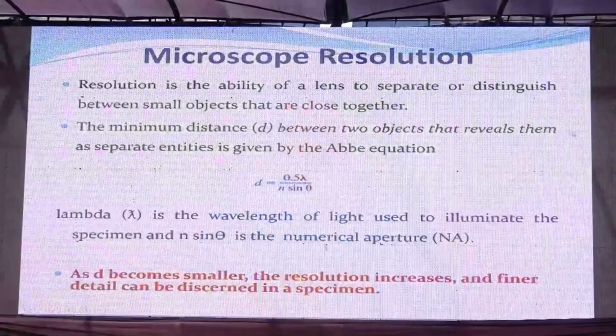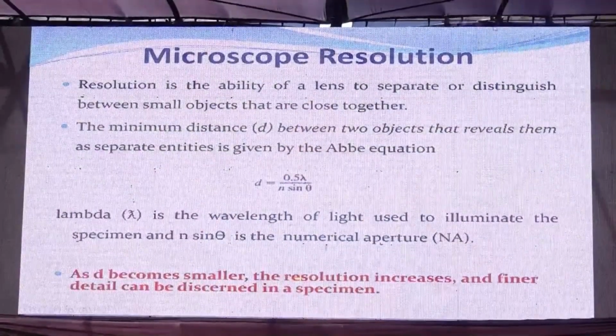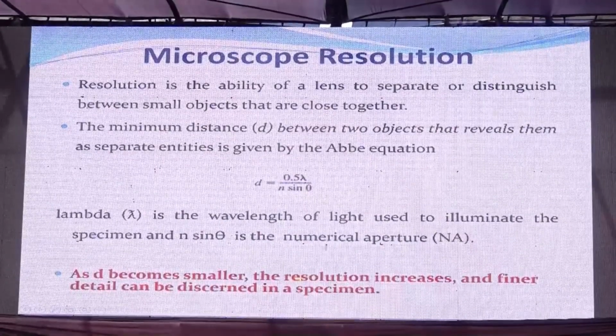Resolution is the ability of a lens to separate between small objects that are close together. And the minimum distance is determined by an equation called Abbe's equation. Lambda is the wavelength of light, and I think we all are from the science background. When we use light as a source, the visible range starts from 300 nanometer up to 600, 700 nanometer. That is fixed. You can't go beyond it. Lambda is fixed, 0.5 is fixed, and n is the refractive index.